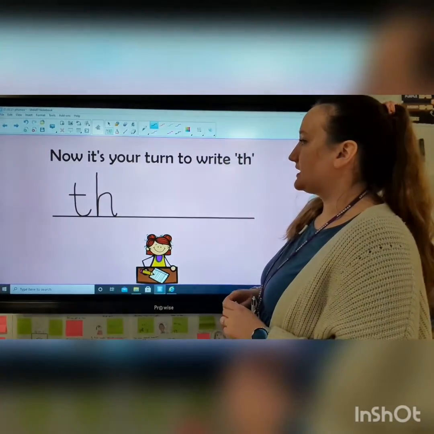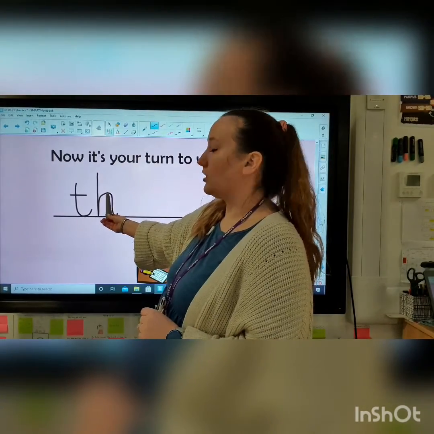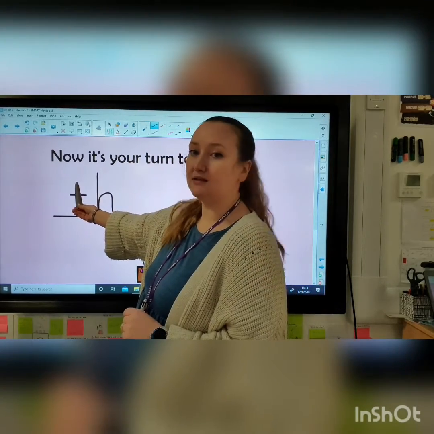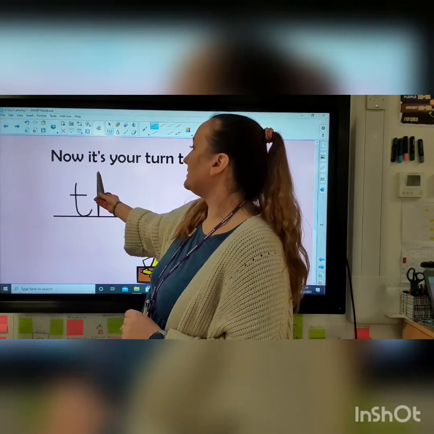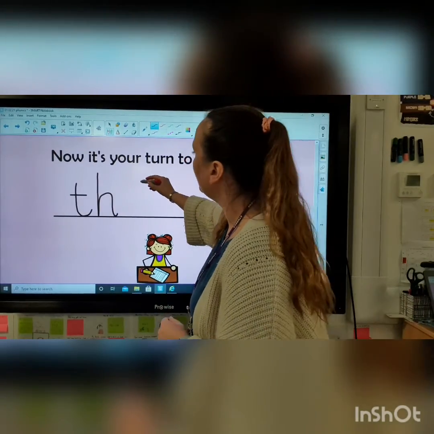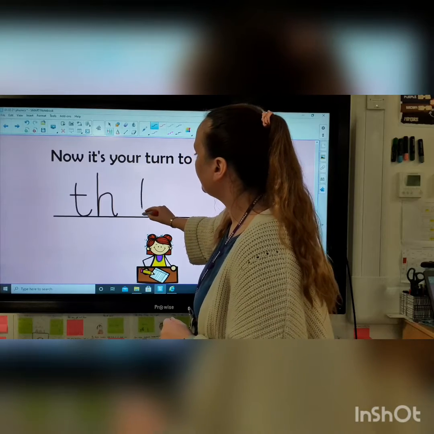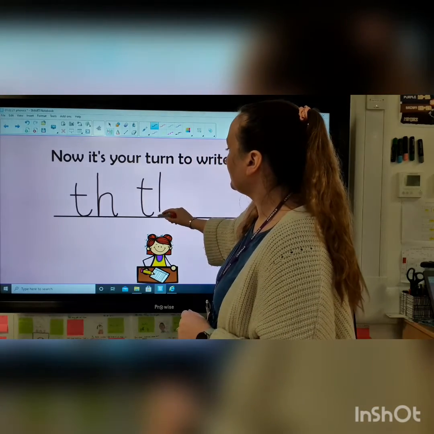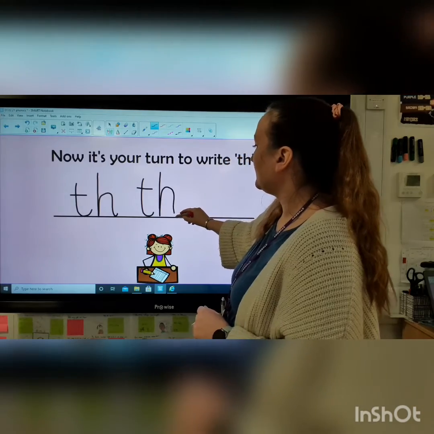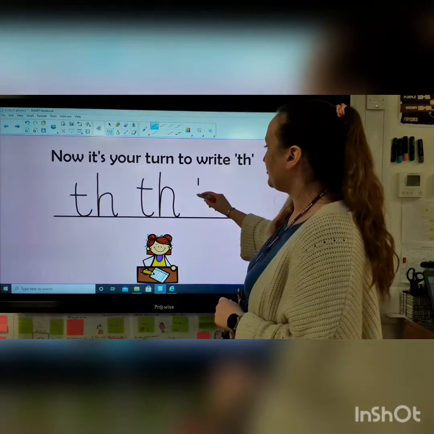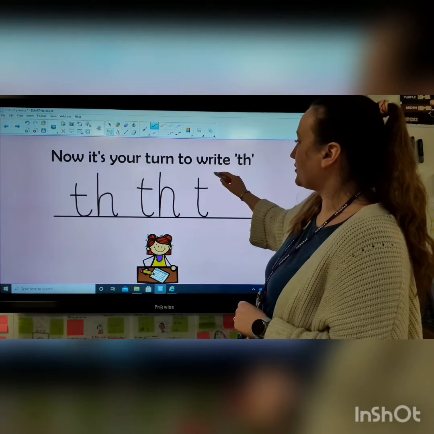So we've got 3 different sizes here. This is the smallest. The arch on the H is the smallest, and then the stick on the T is a little bit taller, and then the stick on the H is even taller still. So it's a lot to think about with this one. So again, okay, so pause the video and have a practice writing.